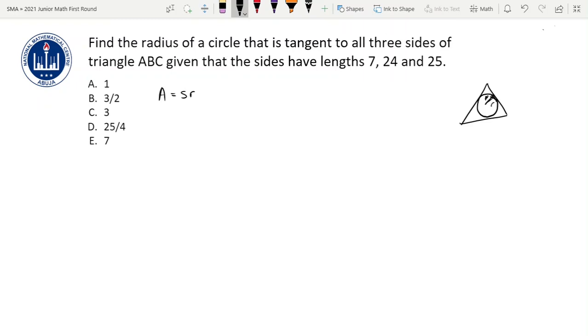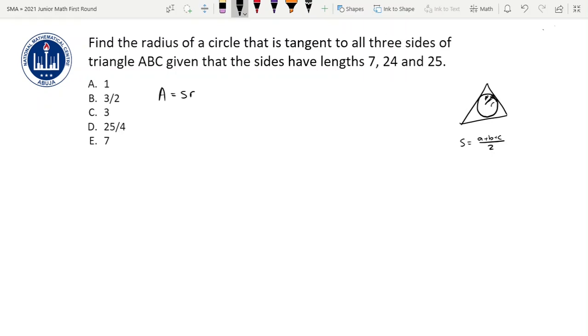And then S, which is the semi-perimeter of a triangle, is half of the sum of the side lengths of a triangle. So S is a plus b plus c divided by 2 if the side lengths of a triangle are a, b, and c. So yes, this is what we're going to make use of in solving this question.